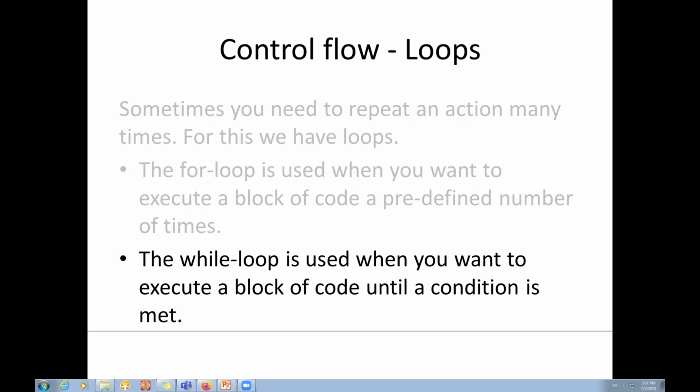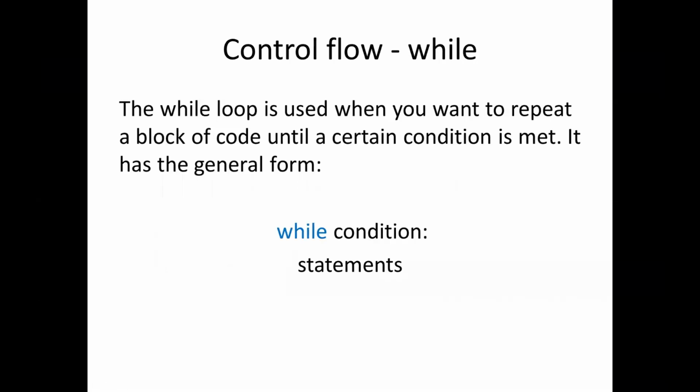Hello, and welcome to the second part of this module, where we will talk about while loops. As we mentioned in part 1, a while loop is used when you want to repeat something until a condition is met, and you don't know how many times you need to repeat it. The general form of the while loop is while, a condition, followed by some statements inside the loop.